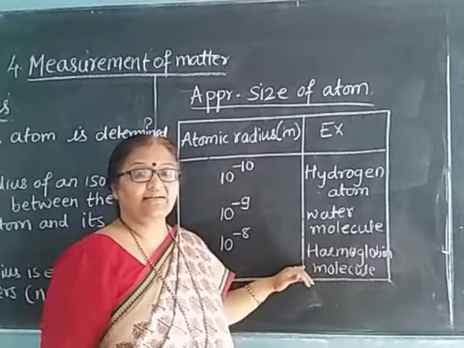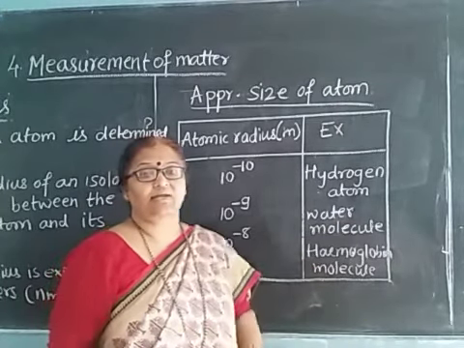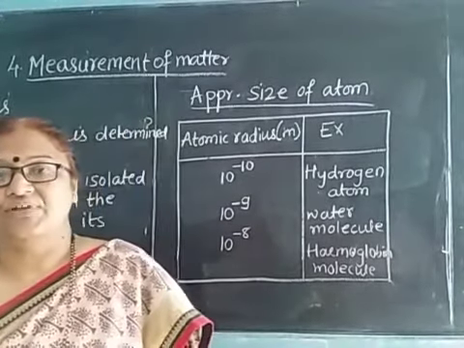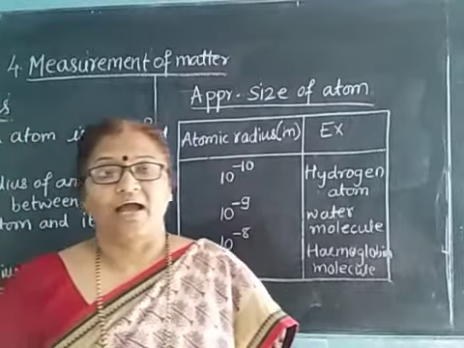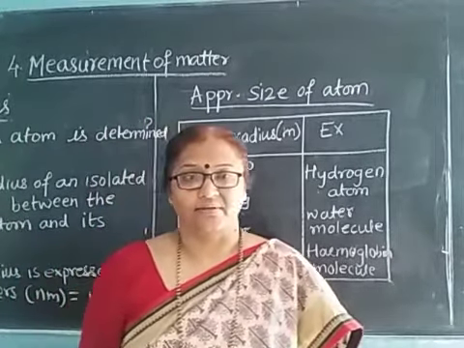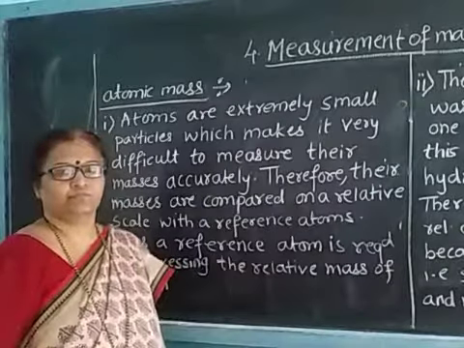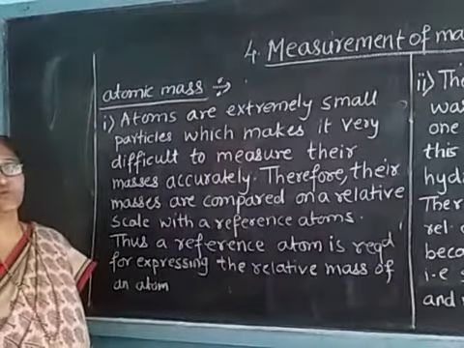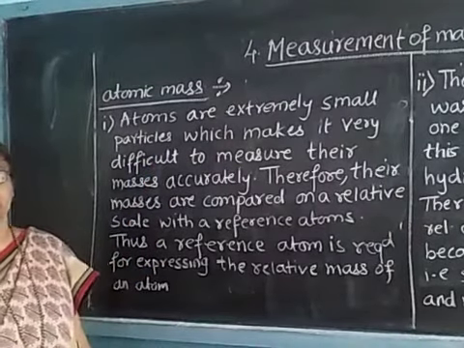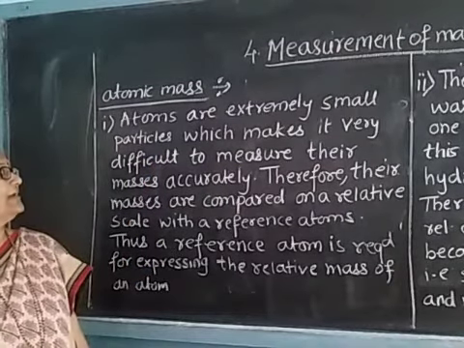So how can we determine the atomic radius? The atomic radius is taken from the center of the atom towards the outermost orbit. The next point we are going to study is atomic mass, that means the mass of an atom.